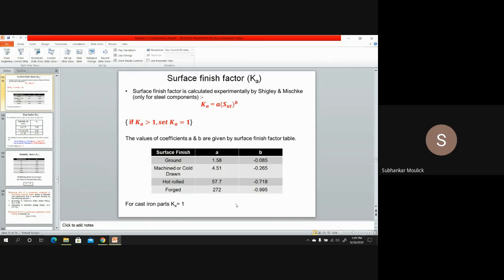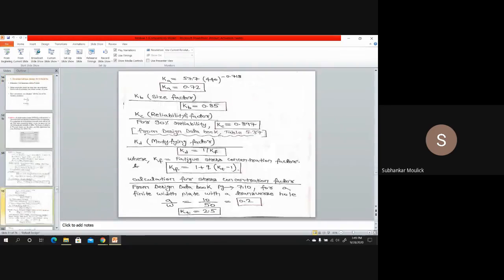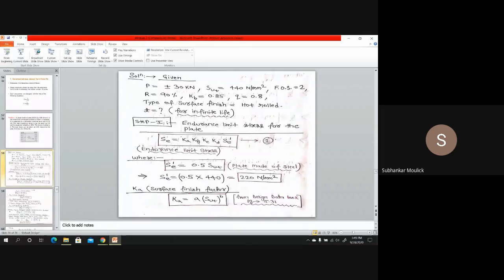So you have to write it down from design data book, page number so and so. Since the given problem is machined by a hot rolled process, from design data book, page number so and so, I am taking A equal to this much, B equal to this much. Fine. So this is your A, this is your B. Just put it in that equation of Ka and get the value of Ka. Ka is coming out to be 0.72. Done.